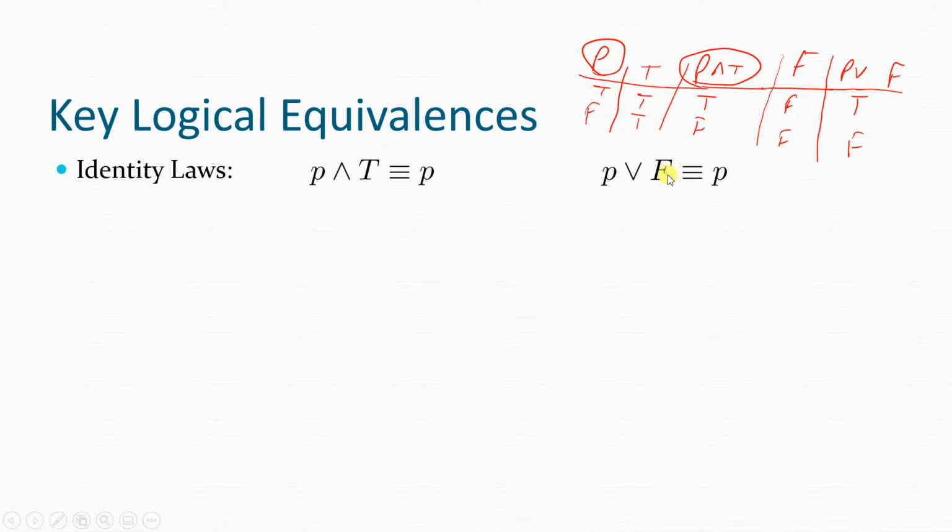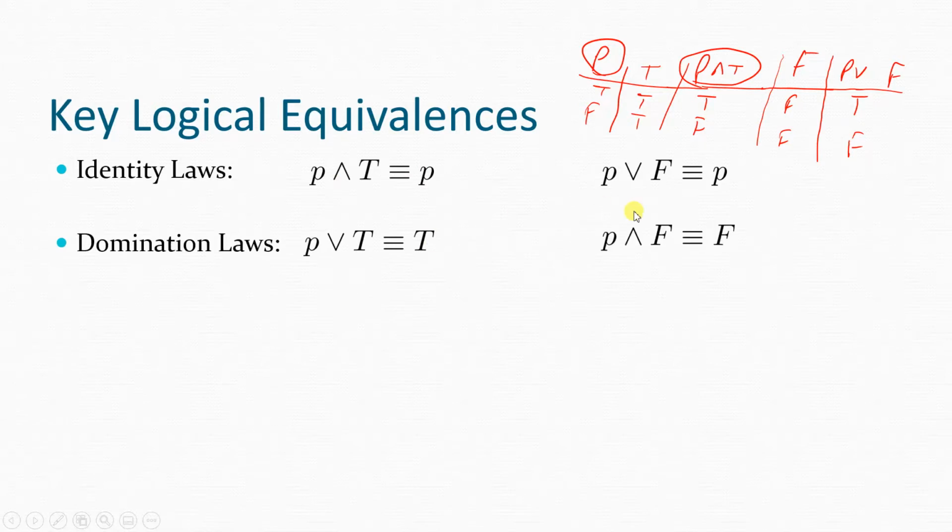Similarly, this contradiction, that is this false proposition, is the identity for disjunction. When we have a disjunction of a proposition with a contradiction, which is always false, we always have the proposition itself. So that is why these are called identity laws. Domination laws: P or a tautology is always a tautology. P and a contradiction is equivalent to a contradiction, that is false. You can prove all these laws with the help of a table, as I did in the first law.